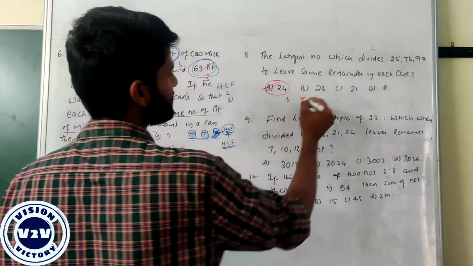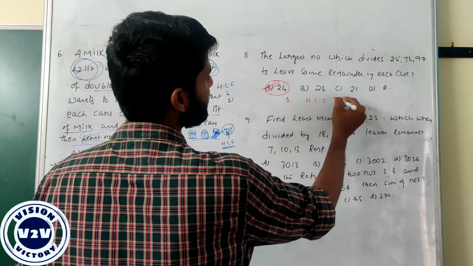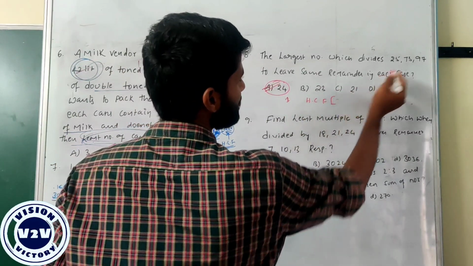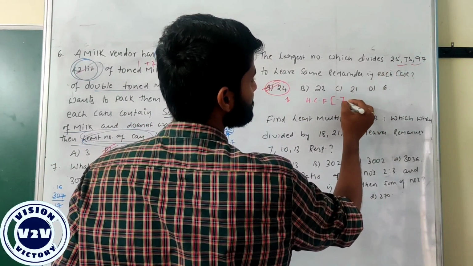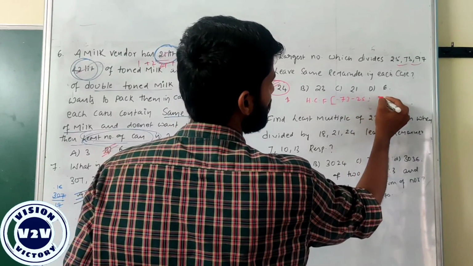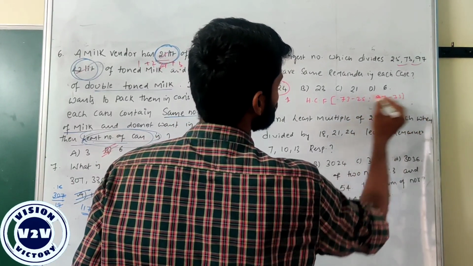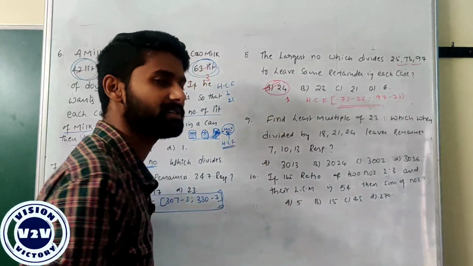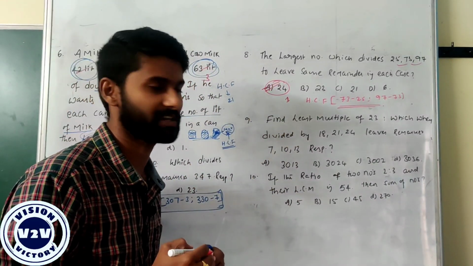If you want the procedure, simply see, if they leave the same remainder in each case, you can find the difference of any two numbers, that is 73 minus 25 or 97 minus 73. Their HCF can decide your answer, or otherwise you can go with option verification.